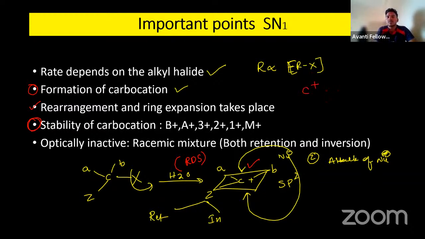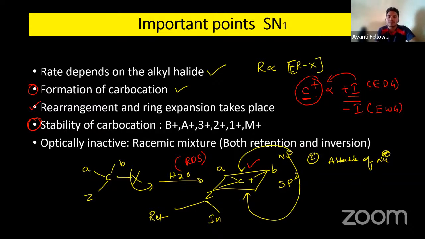Carbocation stability is directly proportional to the plus I group and inversely proportional to the minus I group. A plus I group gives electrons, and a carbon with a positive charge already has less electron density, so it would be unstable. Plus I groups are electron donating groups, so they will increase the stability of the carbocation. Minus I groups are electron withdrawing groups, so they will decrease the stability of the carbocation.